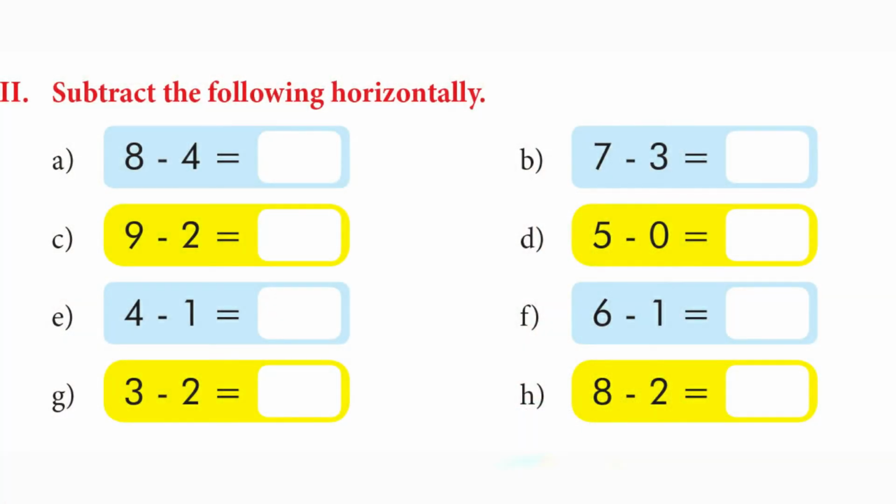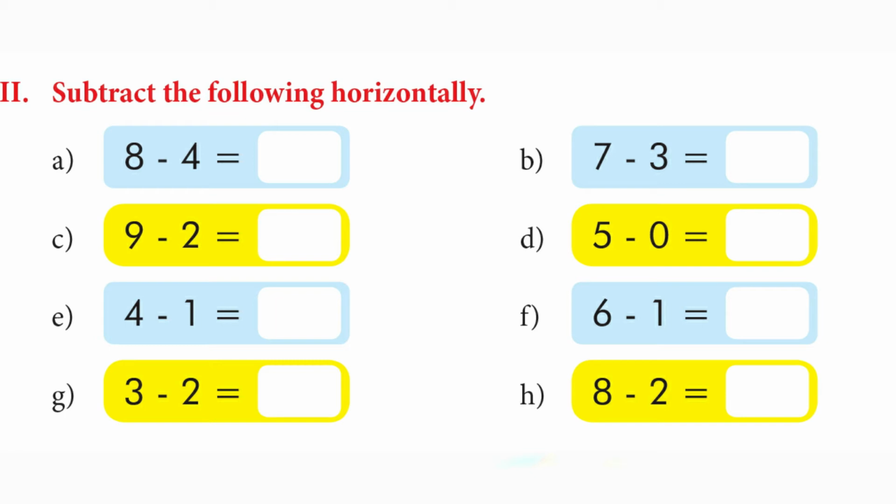Subtract the following horizontally. Now they have given it horizontally. 8 minus 4. We are going to use the counting backwards method again. So if we have 8, now we're going to count 4 numbers backwards from 8. Let's see if you're going to count with me.